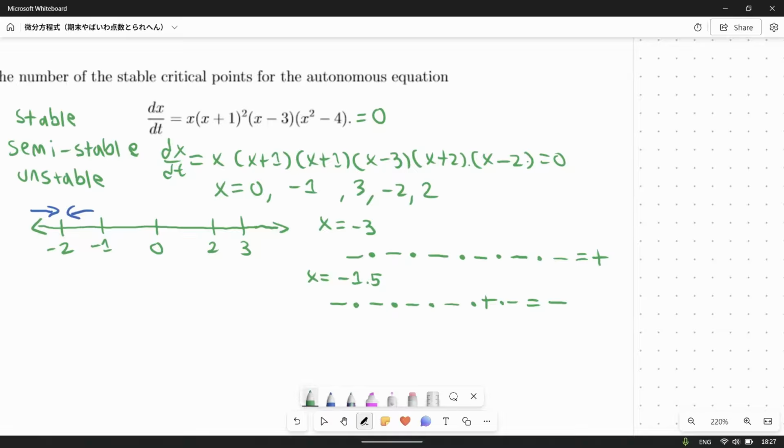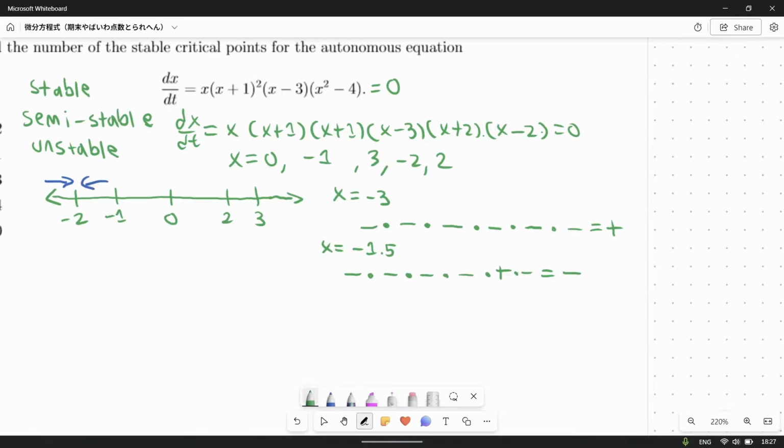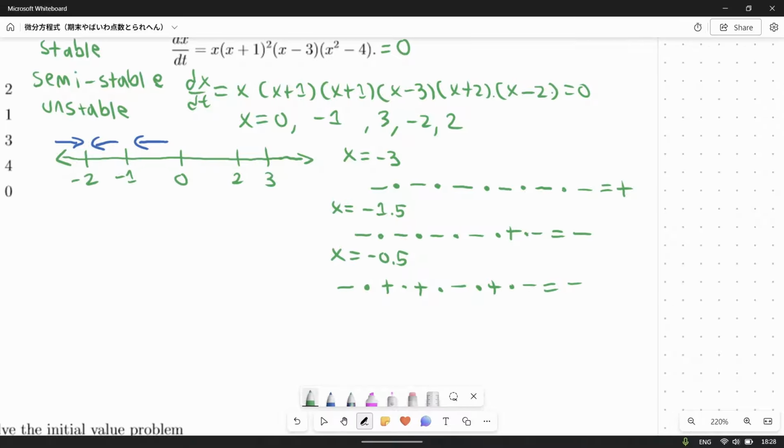So now let's test another number. Let's just say x is equal to -0.5. In that case, we end up with a negative times a positive times a positive times a negative times a positive times a negative. And we have an odd number of negatives, so that's ultimately going to give us a negative. And so that means that we have an arrow that goes towards -1 and away from 0, between -1 and 0. So for the next number, we'd have to do something between 0 and 2, so let's just say 1.